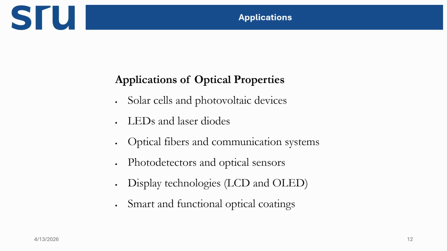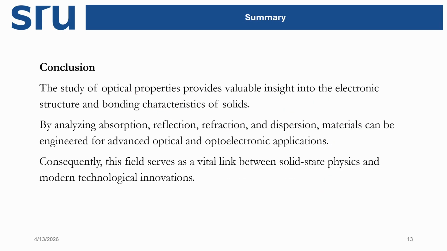So what are the applications of these materials? The materials which interact with light are used in solar cells. A solar cell absorbs the photons or light, and then electronic transitions happen, the holes and electrons are separated, and then we get electricity from the solar cell. And for LED, also optical fiber, LCD or OLED, compound photodetector, and smart and functional optical coatings. For these purposes, it has been used.